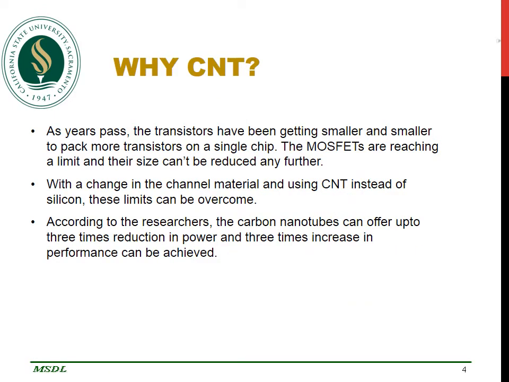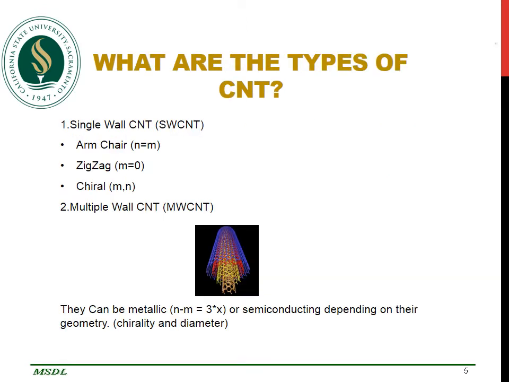So why CNT? As years pass, the transistors have been getting smaller and smaller to pack more transistors on a single chip. Due to this, a lot of power is being wasted and heat is being generated. The MOSFETs are reaching a limit and their size cannot be reduced any further. With the change in the channel material and using CNT instead of silicon, these limits can be overcome. According to the researchers, the carbon nanotubes can offer up to 3 times reduction in power and increase the performance by 3 times too.